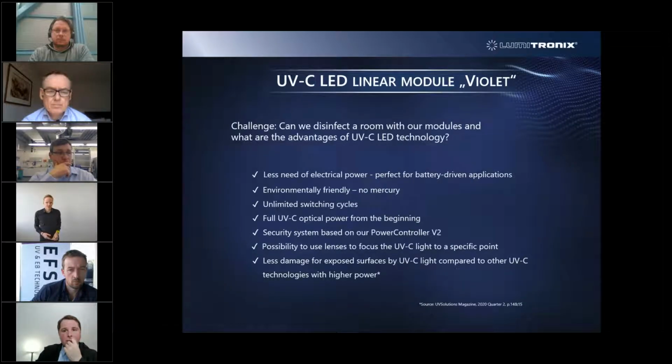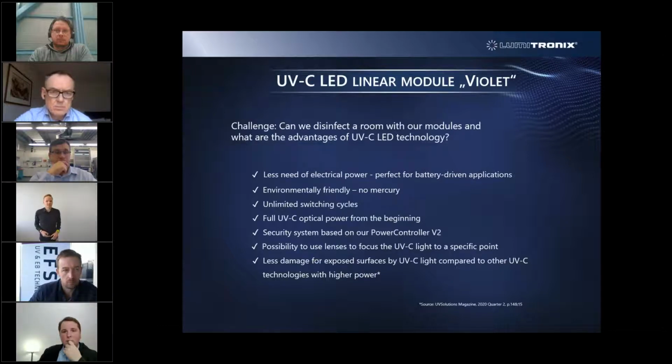So when Nichia first published their new NCSU 334B series with a significant increase of optical power, we gave ourselves a challenge if we can actually disinfect a whole room by using our modules in a sustainable and secure way. And we asked ourselves, what are the advantages for using UVC technology and not using common UV technology? We already heard some of the advantages for LEDs, so I will keep that short. Let me just add that with LEDs, we have the opportunity to dose the electric power to an absolute minimum, which makes it perfect for battery-driven applications. We also have, with our modules, the opportunity to use a software-based security system with our power controllers, which is a great benefit.